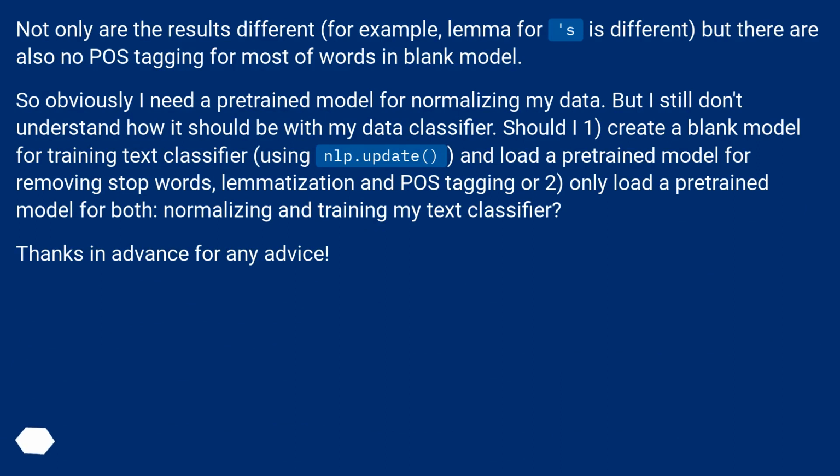Not only are the results different, for example, the lemma for "prawns" is different, but there are also no POS tags for most of the words in the blank model. So obviously I need a pre-trained model for normalizing my data. But I still don't understand how it should work with my text classifier. Should I 1. Create a blank model for training the text classifier, using nlp.update, and load a pre-trained model for removing stop words, lemmatization and POS tagging, or 2. Only load a pre-trained model for both normalizing and training my text classifier? Thanks in advance for any advice.